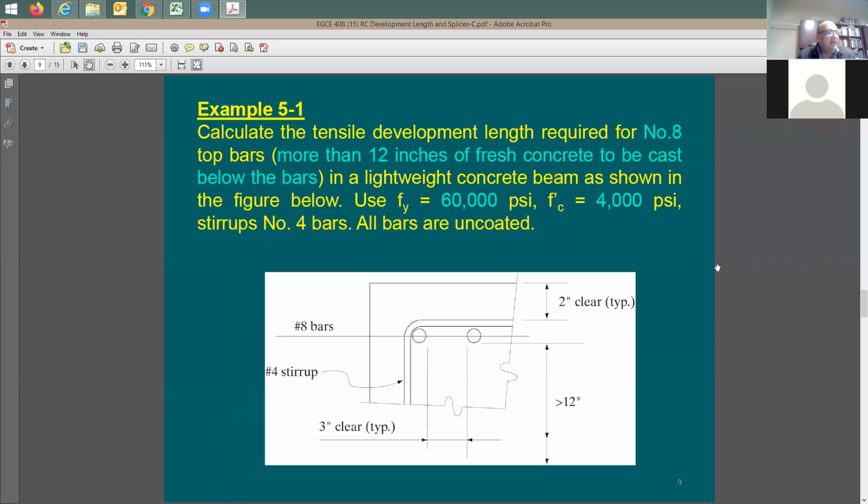All right, so what's going to happen today? You are going to be doing an example, and of course, we're also going to be doing the splice length. Splice length is very similar to development length, with just a little bit of modification in the equation. But what does it mean by splice?